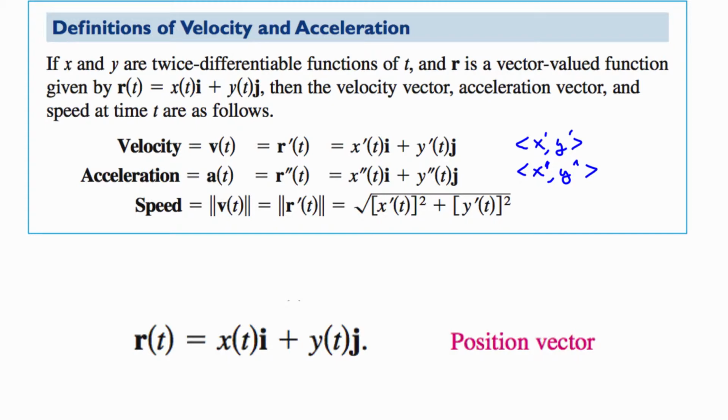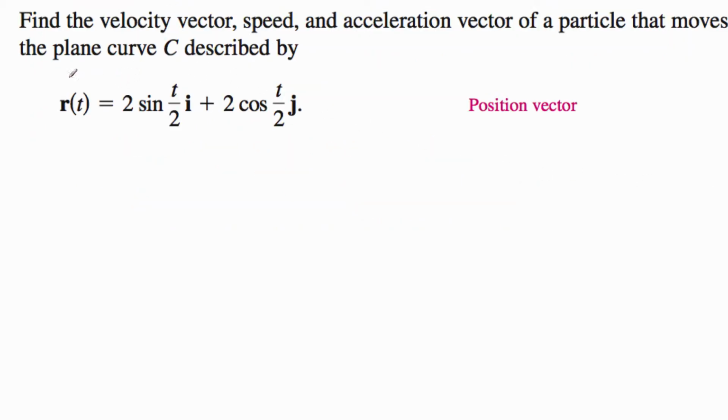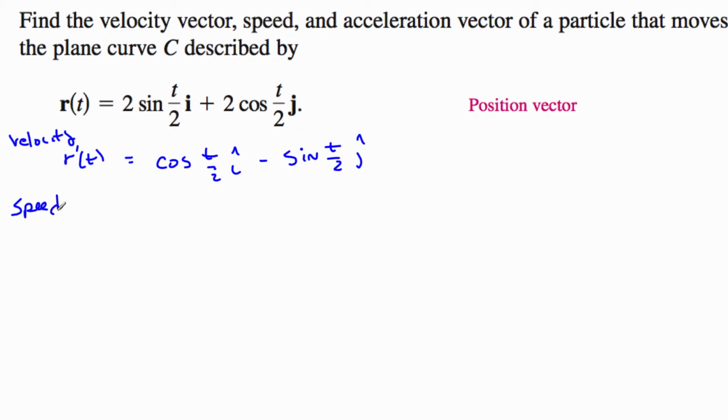All right. Now, suppose I have a position vector and I want to find all of the good things about it. The first thing you're going to do is find the derivative. So the velocity, and I'm going to label these. The velocity is r prime. So this is going to be cosine t over 2 in the i direction, and this is going to be minus sine t over 2 in the j direction. So that's the velocity. The speed is the magnitude of the velocity.